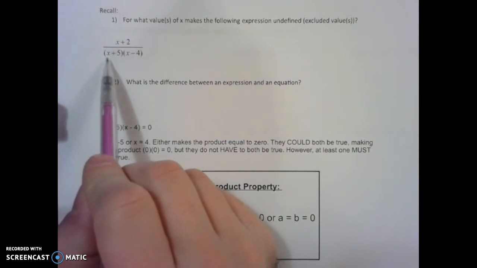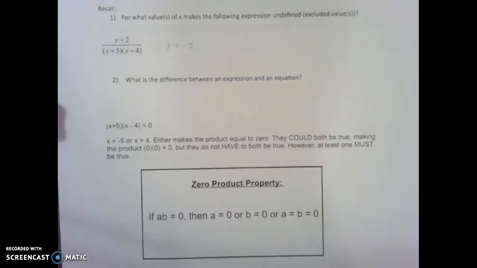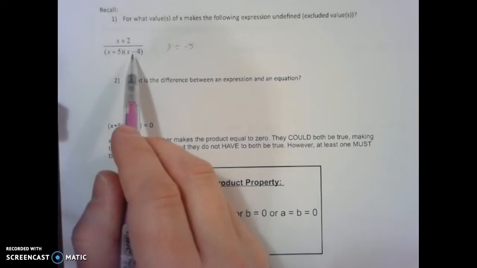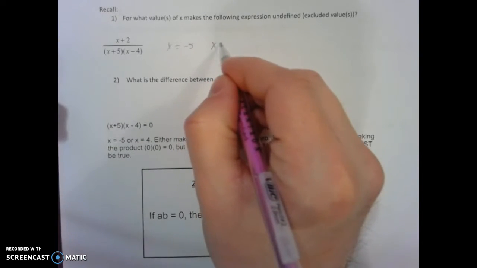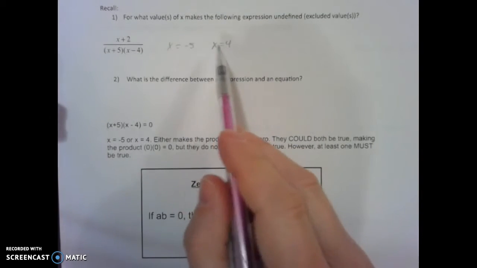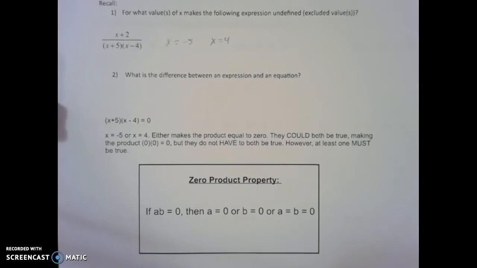And so looking at this first part here, well, if x was equal to negative 5, this would be undefined. Or looking at the second part, x minus 4, if x is equal to 4, we know that this is going to be undefined. So for either one of these values, this expression here would be undefined.